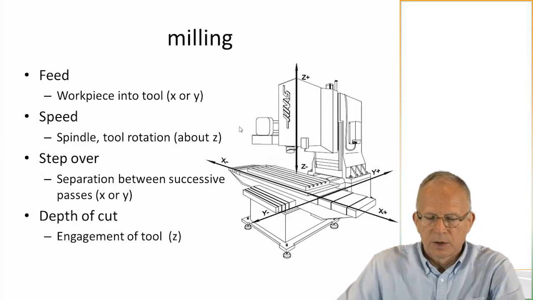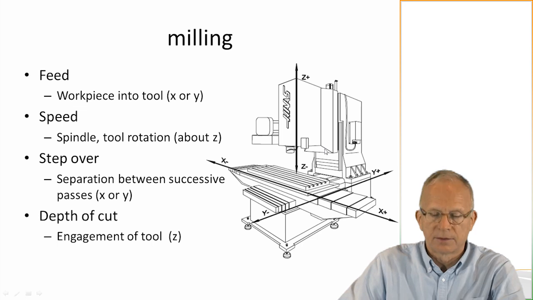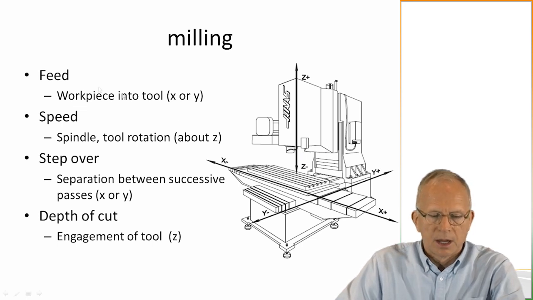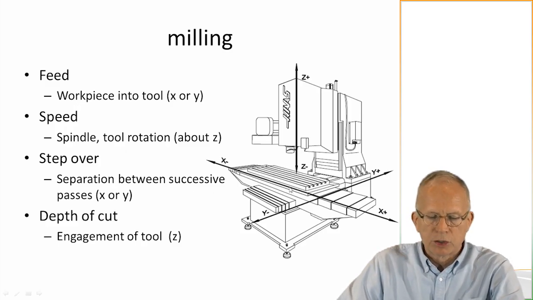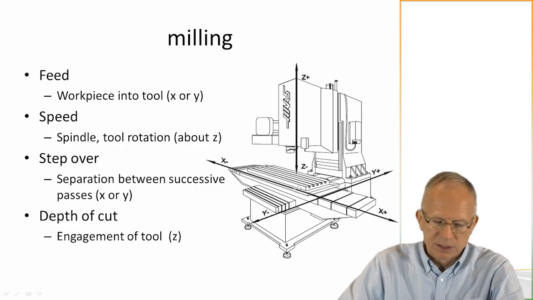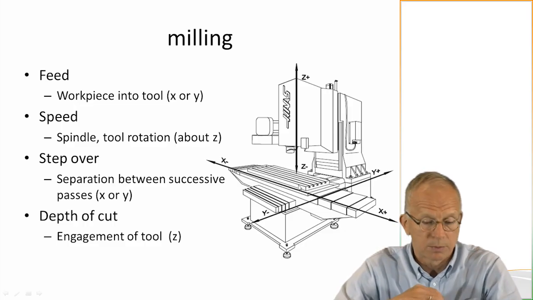And milling, so here is the table that moves in X and Y, and then the tool moves in Z in a conventional kind of milling machine. You have the feed, which is how the workpiece is being fed into the tool in X or Y. The speed, which is how fast the spindle, which is up here, is rotating about the Z-axis. The step over is how far I move between successive motions or feeds of the tool. And then the depth of cut is how deep the tool is engaged into the workpiece during milling.